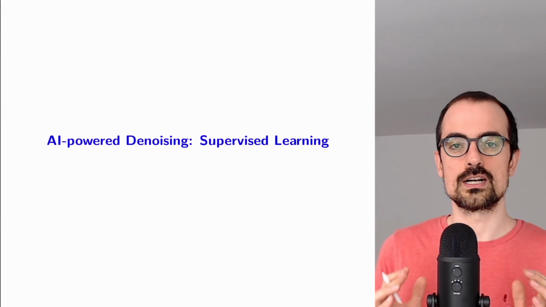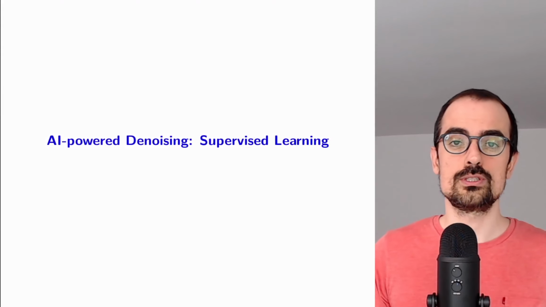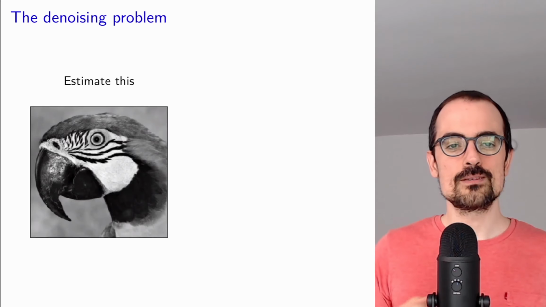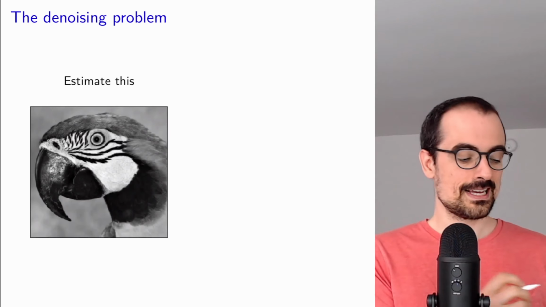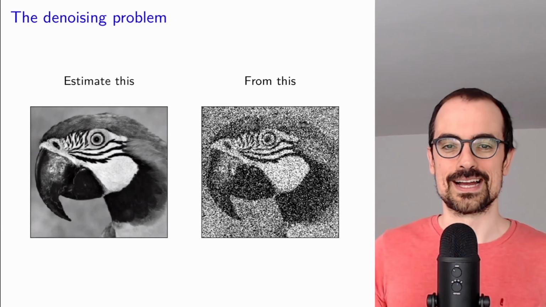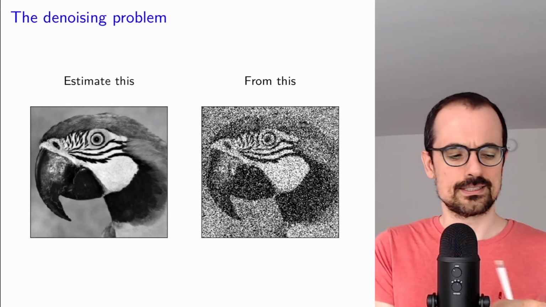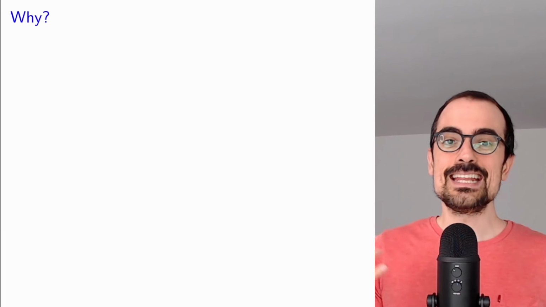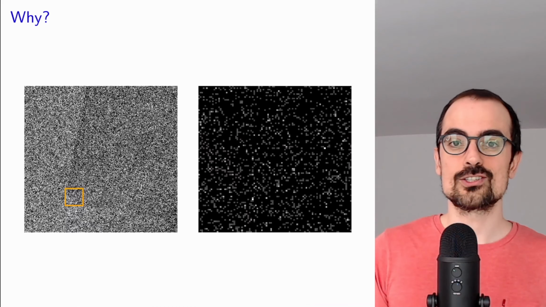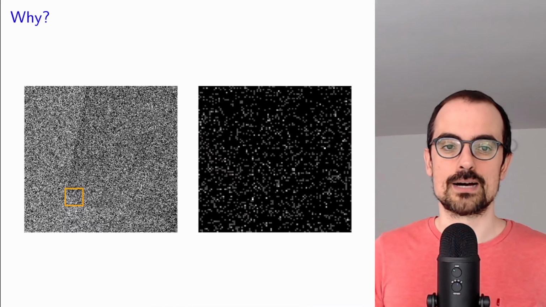Let's get to it. We're going to talk about supervised learning and how to use it to solve the denoising problem. The denoising problem is that of estimating an image like this from data that are corrupted by noise. Why are we interested in this problem? Well, we're interested in this problem because anytime you acquire data with an imaging device, such as a camera, a microscope, or a telescope, it's going to be corrupted by noise.